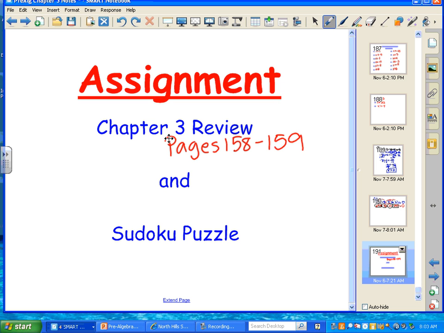So the review's on 2 pages. On page 158, you're going to do all of it, which is 1 to 26. There's a mixture of word problems, equations, and inequalities, so it's a good review. And then there's 10 questions on 159. Some of you may already be pretty much done with the Sudoku, so all you have to do is focus on the review. If you haven't started the Sudoku puzzle yet, it's up to you where you want to start today in class.